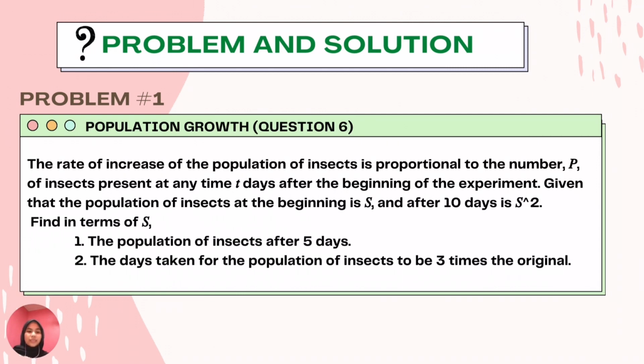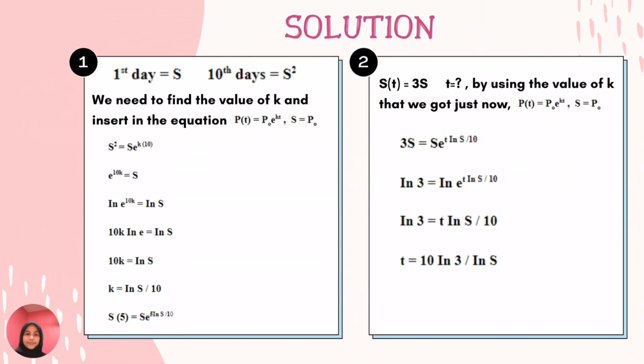The first one, the population of insects after 5 days, and the second one, the days taken for the population of insects to be 3 times the original. So now I will discuss the solution. Question number 1, we need to find the population of insects after 5 days.